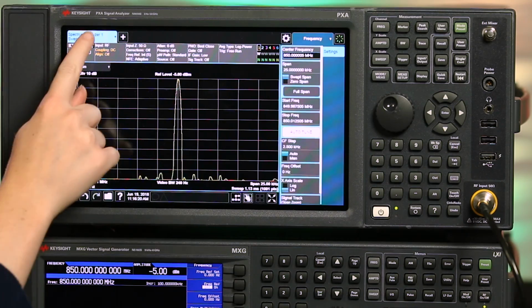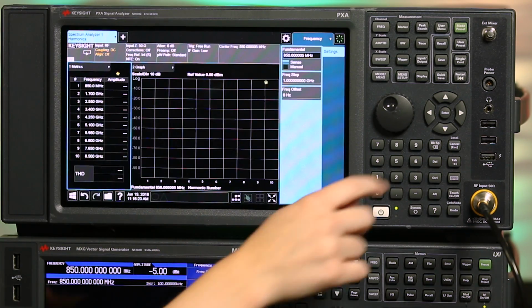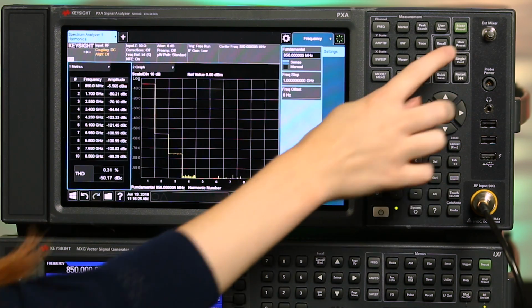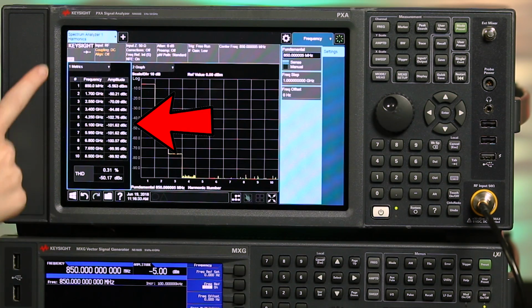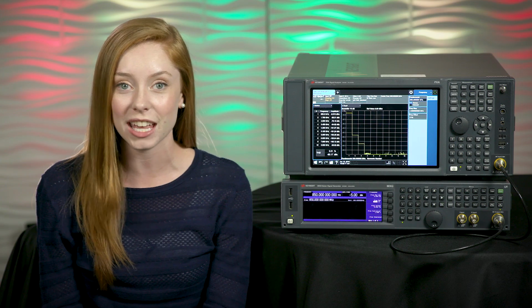It's much easier if we use a signal analyzer though. By using the harmonics measurement, the total harmonic distortion and up to 10 harmonics are calculated for us in dBc. The harmonic distortion measurement supports signals from simple CW all the way up to complex multi-carrier communication signals.